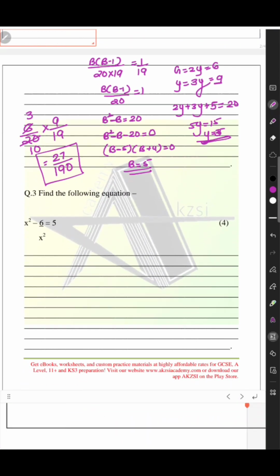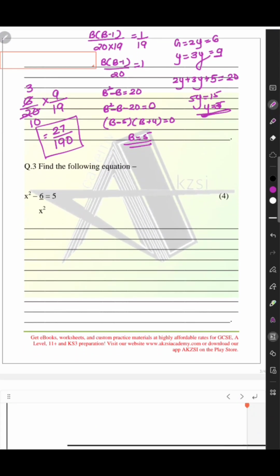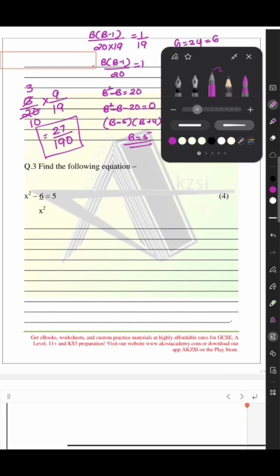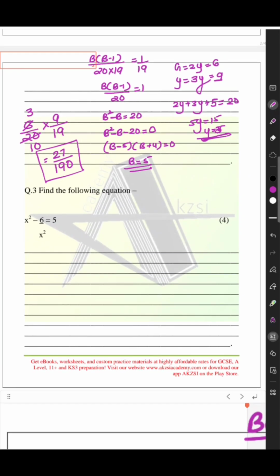Moving on to our very last question, which is question number 3. Solve the following equation: x squared minus 6 over x squared equals 5.